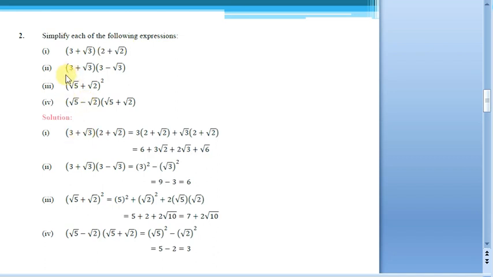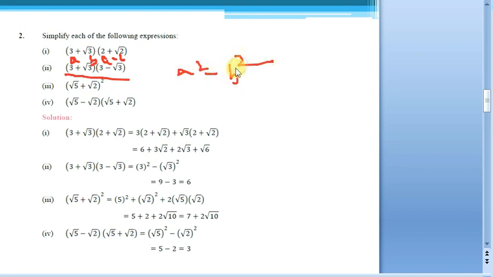Now see here, (3 + √3)(3 − √3). We can do it the same way as the first question. Otherwise, try to think whether we can use any identity here. Suppose I assume this 3 as A and √3 as B. Then A + B into the same A − B. So (A + B)(A − B) is A² − B².